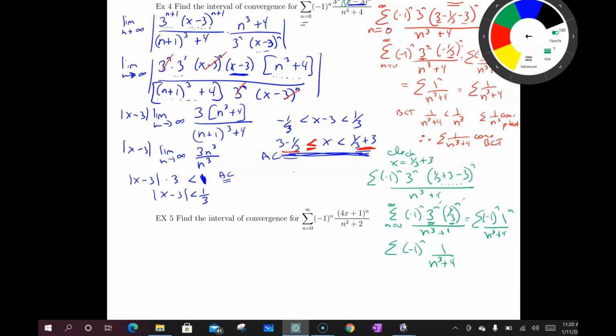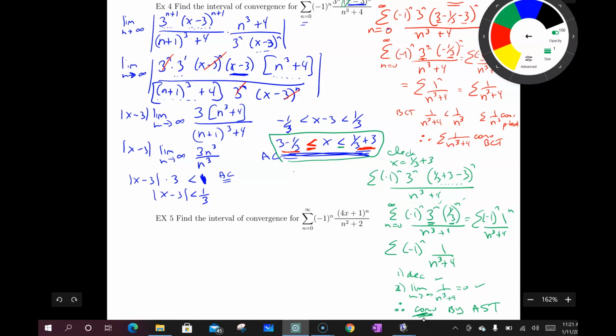Okay, so there's good news here. If I get converged by AST, I am done. So does it look like these terms are decreasing? Yes. Does it look like if I take the limit as n goes to infinity, I get 0? Yes. So I can say that this converges by AST. So since it converges by AST, I don't have to go any further. A weak convergence is fine. And I can say include the endpoint. That is my answer.